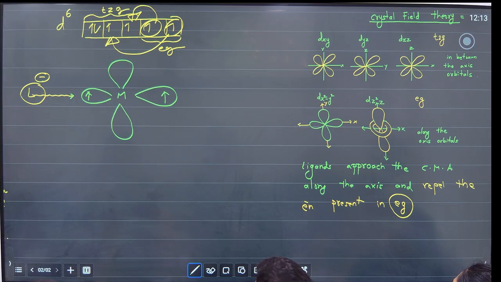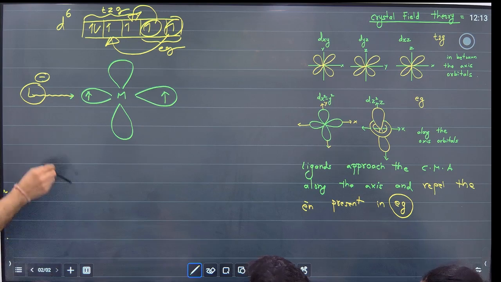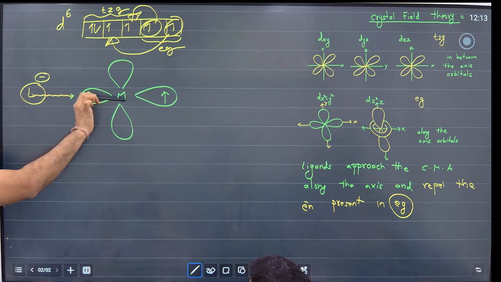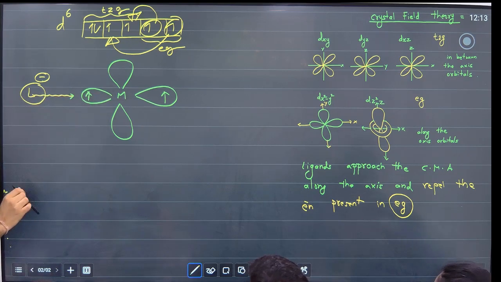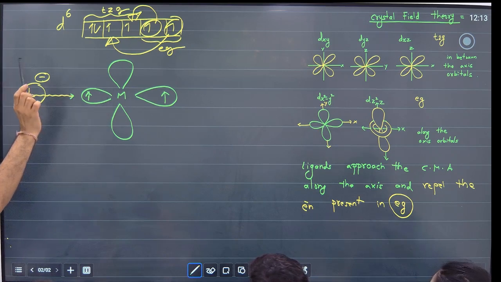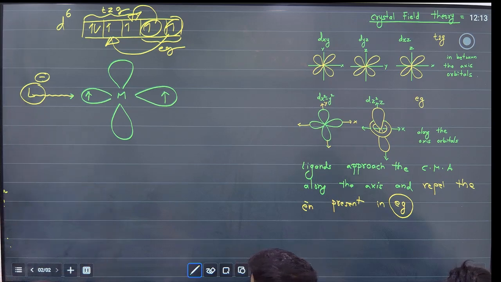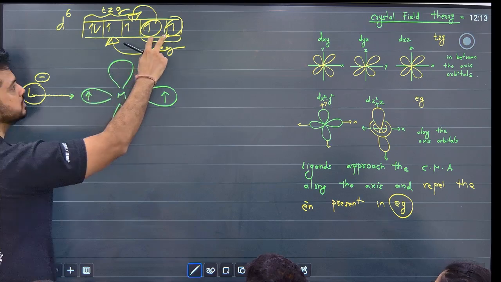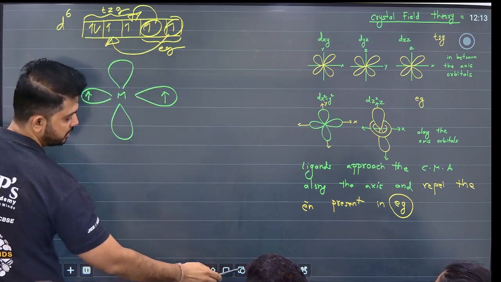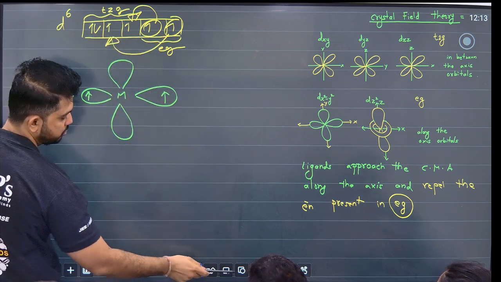What exactly is happening? I repeat, ligands approach the central metal atom along the axis. When they approach along the axis, they start repelling the electrons which are present in EG, that is, which are present in dx square minus y square and dz square, and these electrons jump to T2G.